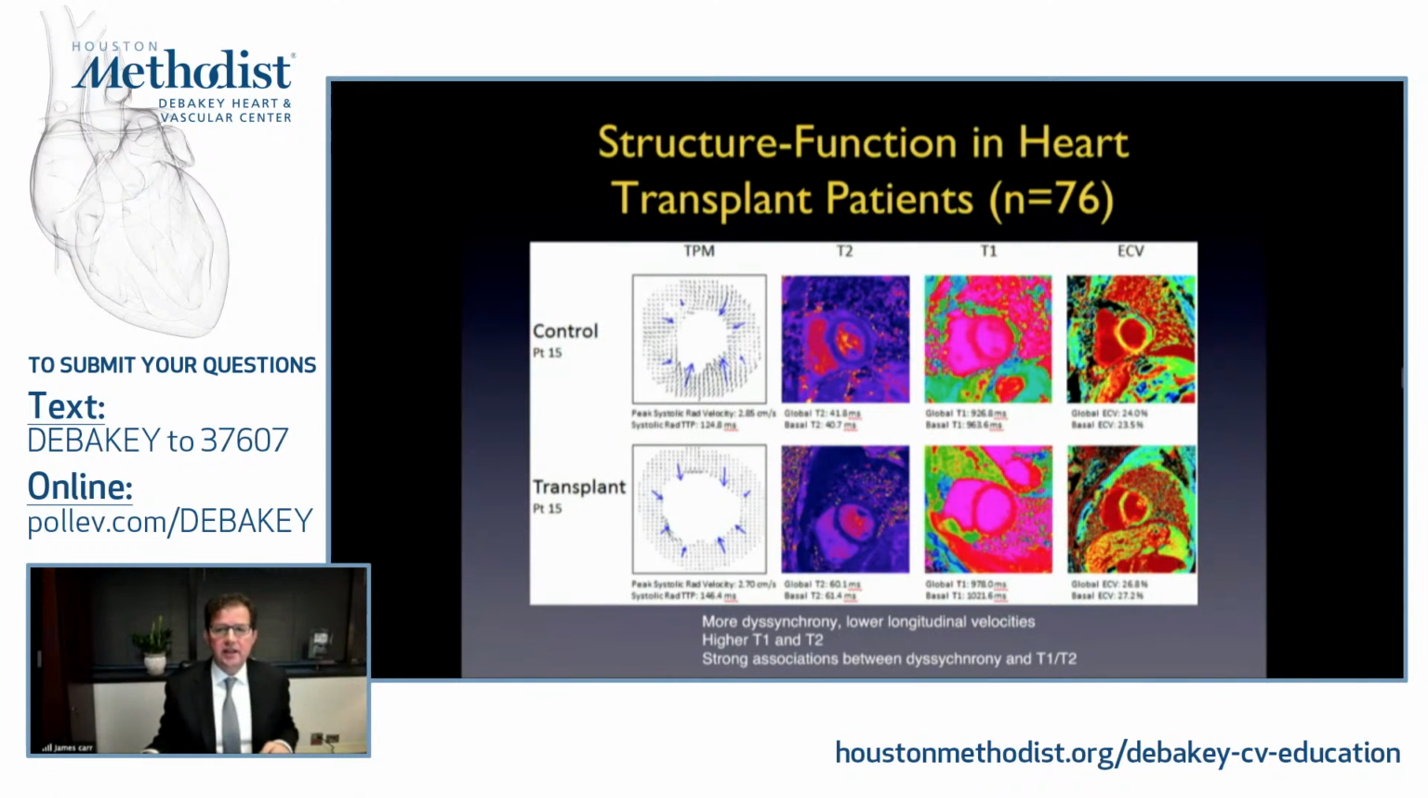If we look at these velocity measurements, again, in a similar portion of the cohort that had tissue phase mapping, we saw more dysynchrony, lower longitudinal velocities in particular, and higher T1 and T2 in the transplant populations compared to the controls. And this is just an example of a single patient, transplant patient on the bottom, control subject on the top. And again, you see the ECV values, 24 or so compared to 27% in the transplant patient, and higher T1s in the transplant compared to the controls.